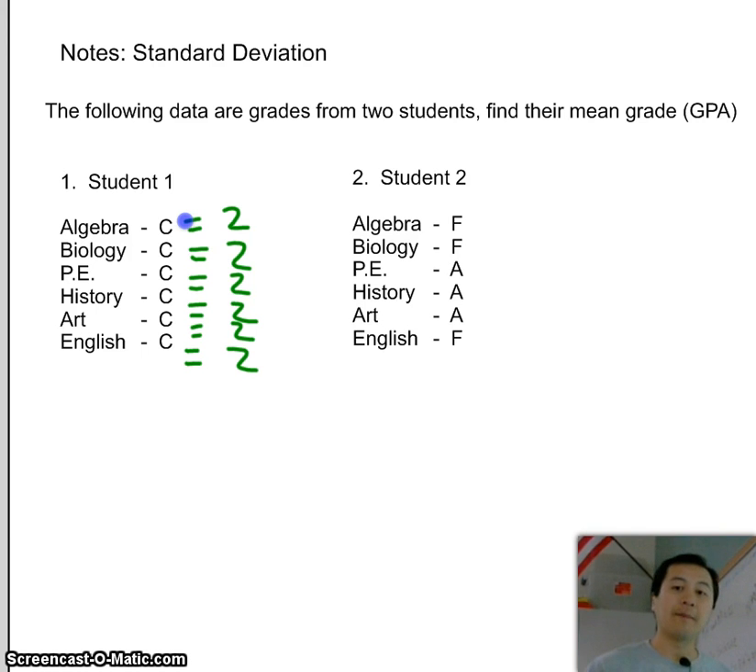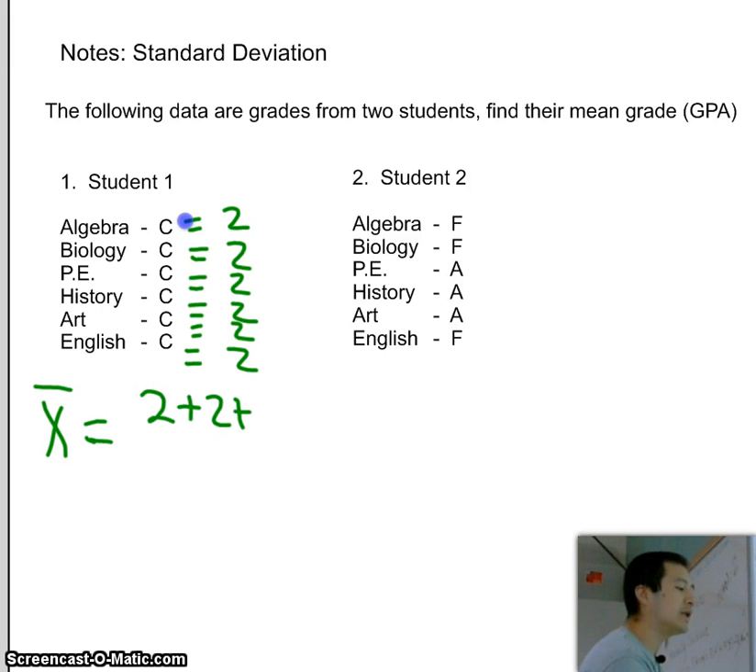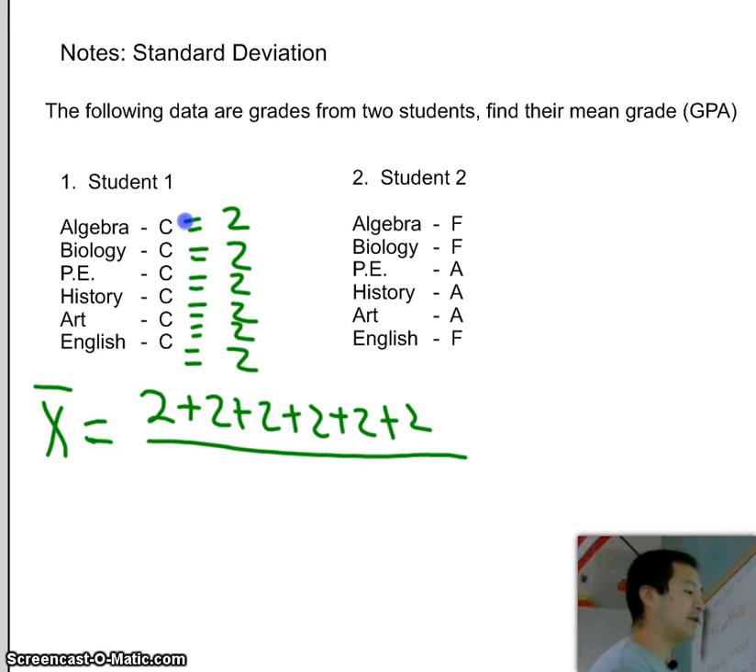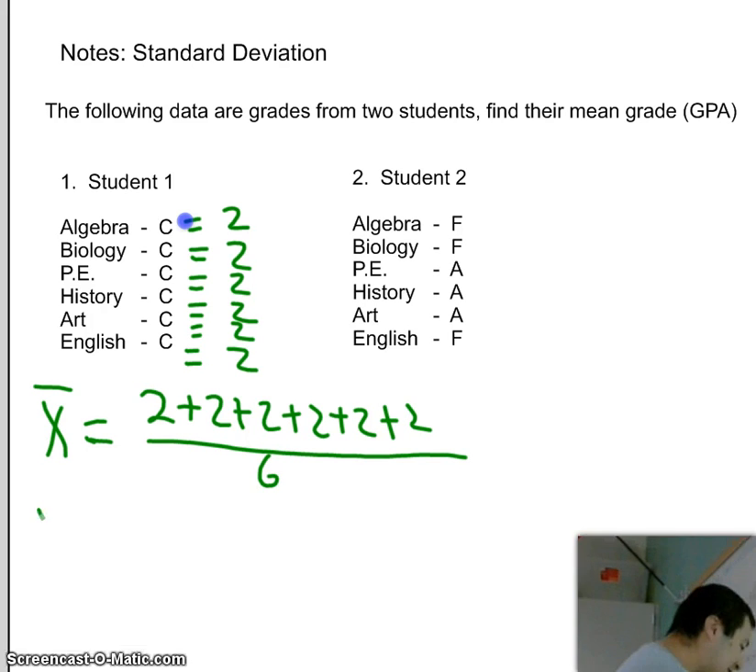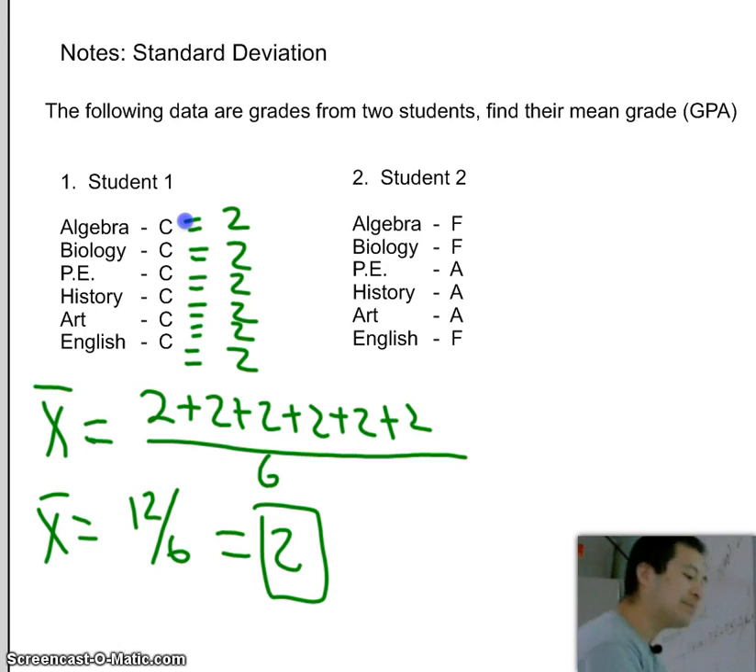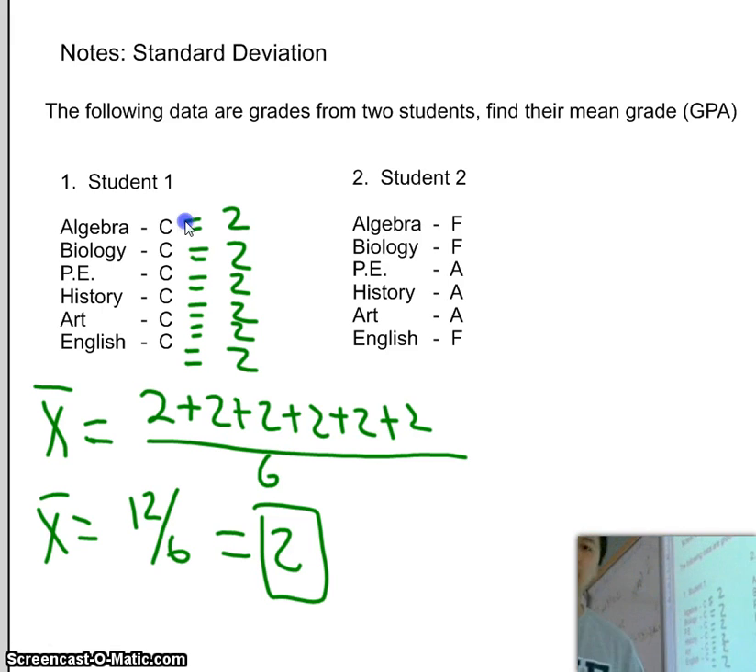So let's find the mean, average. If you don't remember, the symbol for mean is x with the bar on top. To find the mean, you add up all the numbers, divide by the number of numbers. So let's add up all the numbers. 2 plus 2 plus 2 plus 2 plus 2 plus 2. Divide by the number of numbers. How many numbers do we have here? We have 6. So that is 12 over 6, which is 2. That means the mean, his GPA, is 2, which makes sense. If you get all C's, of course you have a C average.